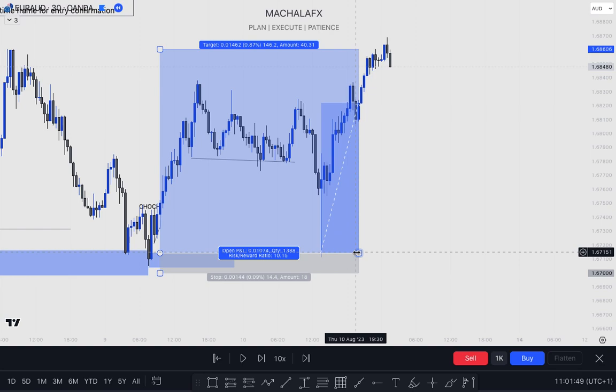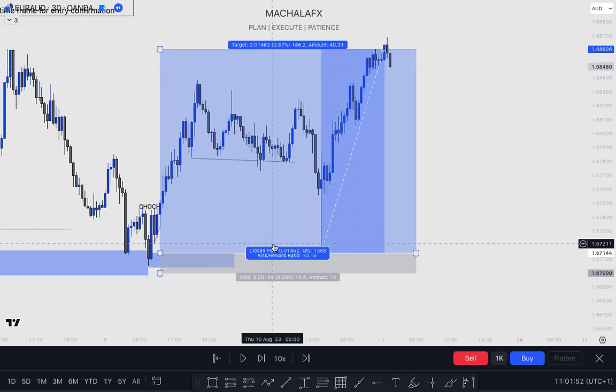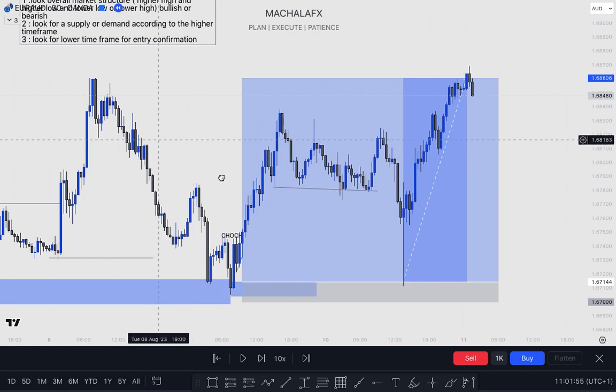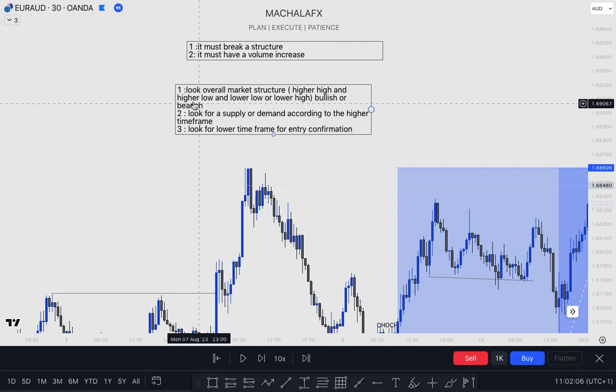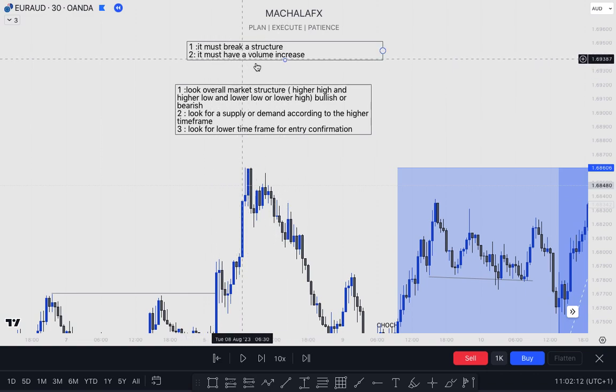We hit our take profit of 1 to 10. So you see how powerful this strategy is, and the rules we have. Always follow the rule base. Always follow these 5 rules. So we know that okay, it must break a structure to the upside and it must have a volume increase. Look at overall market structure, higher high and a higher low, and lower low or lower high, bullish or bearish. Is the trend bearish? Yes. Look for a supply to trade from. Is the trend bullish? Yes. Look for a demand to trade from.